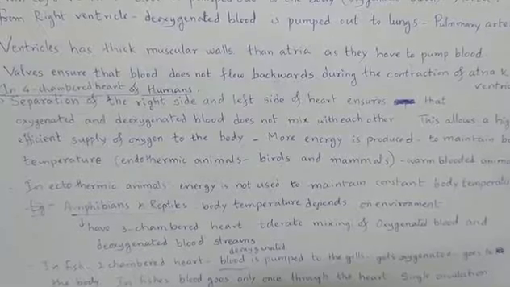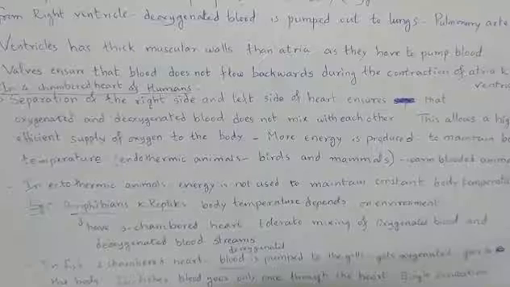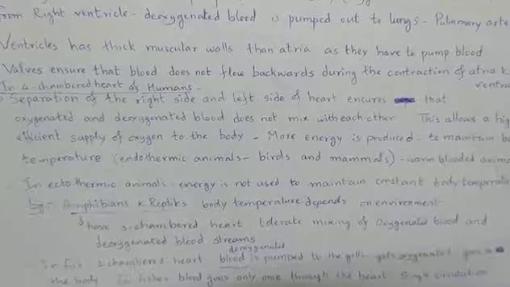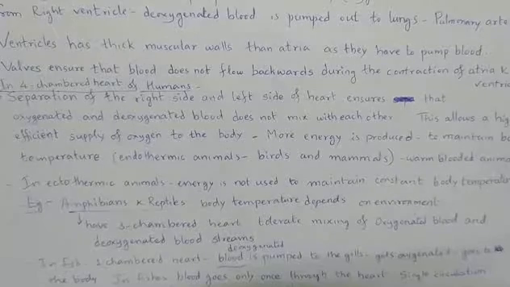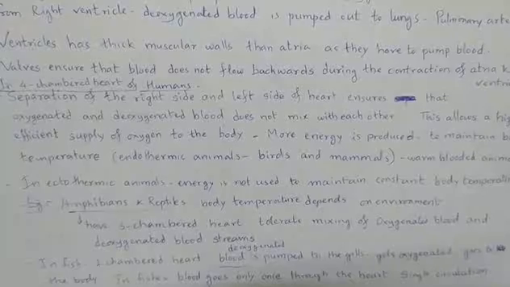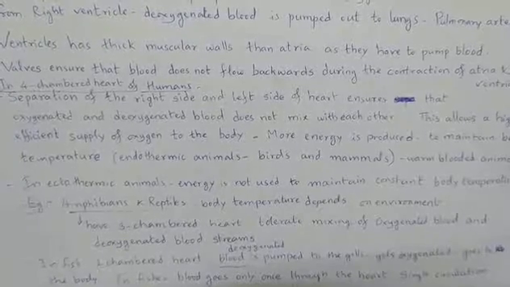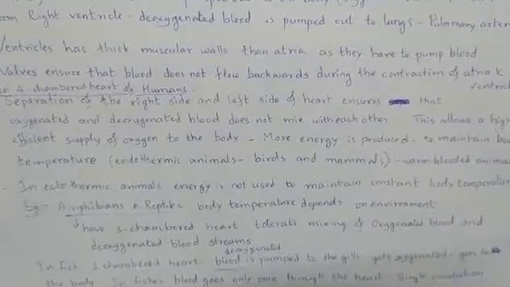In fishes, blood goes only once through the heart in a cardiac cycle. So, this type of circulation is known as single circulation.